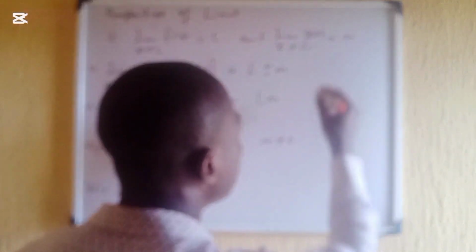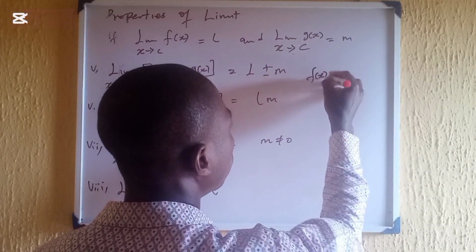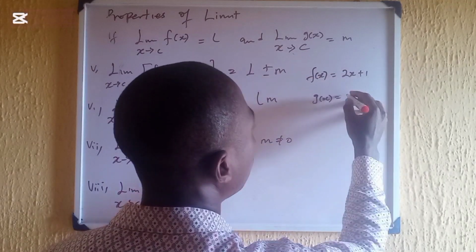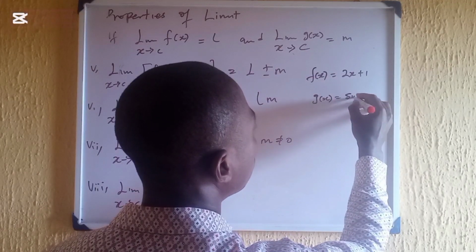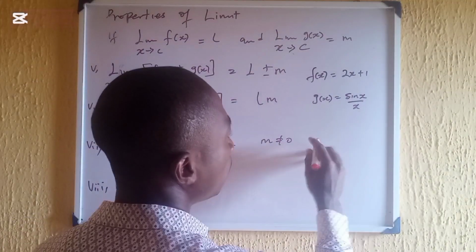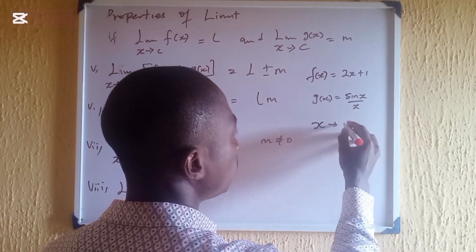Now let's take for instance f of x is equal to 2x plus 1 and g of x is equal to sine x over x. Now let's say x is approaching 0.